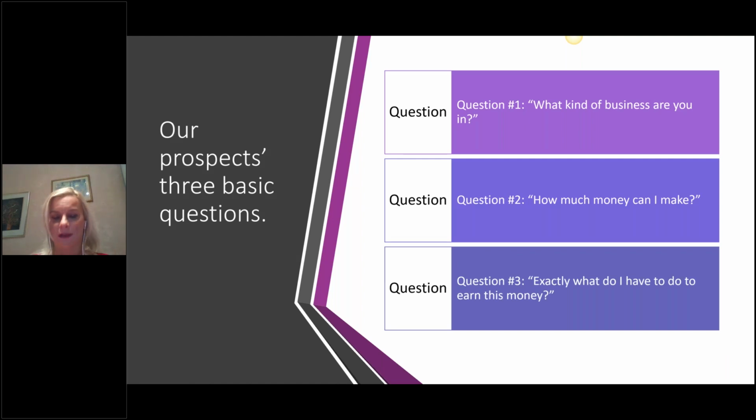So what are our prospect's three basic questions? What we really have to get across when we want to get an appointment, when we want to be able to expose our opportunity, our products to them. What questions does the prospect need to have answered? And that is, of course, what kind of business are you in? How much money can you make? And exactly what do I have to do to earn this money?